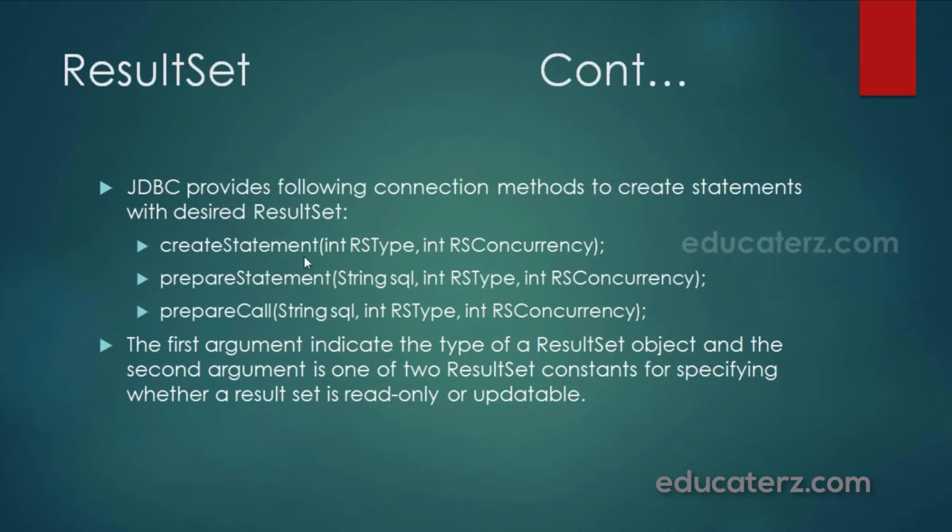When we create a statement, we have to pass one integer, that is the rs type, and the rs concurrency. The first argument indicates the type of a result set object, and the second argument is one of the result set constants for specifying whether a result set is read-only or updatable. Similarly, when we are using prepared statement also, we can pass both rs type and rs concurrency while creating an object of prepared statement. Similarly for callable statement also.